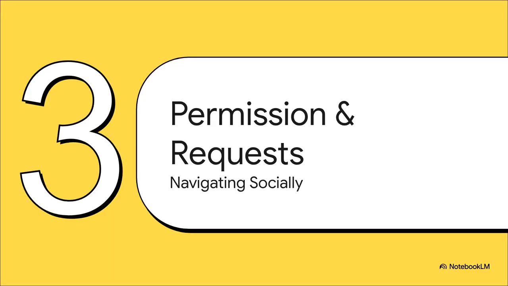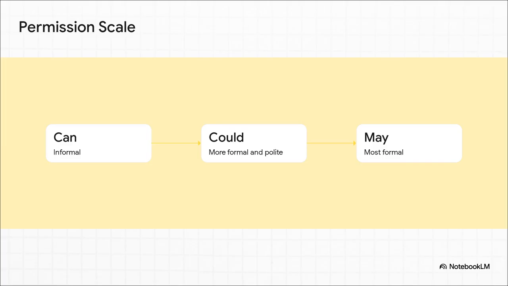All right, moving on from certainty. Modals are also absolutely essential for navigating social situations. Seriously, this is how we ask for things, give permission, or even tell someone to do something without coming across as a total jerk. Think of it like a politeness scale when you're asking for permission.